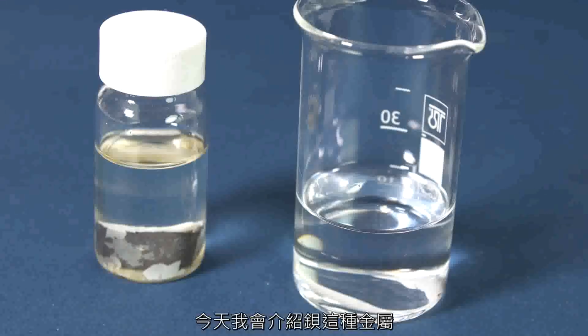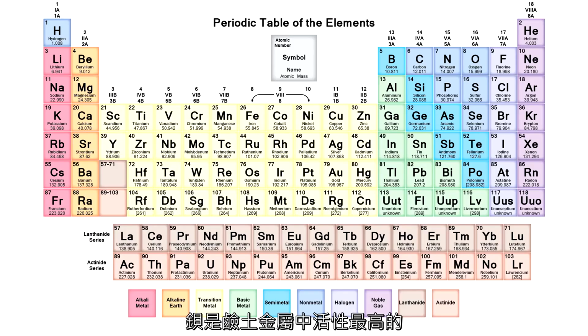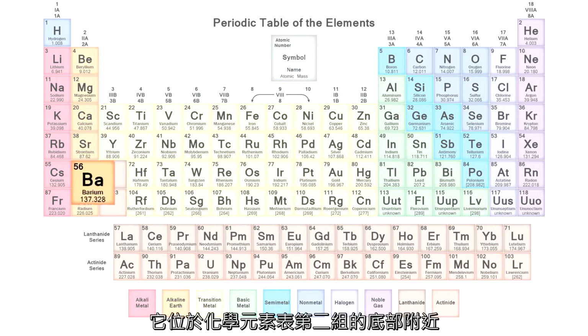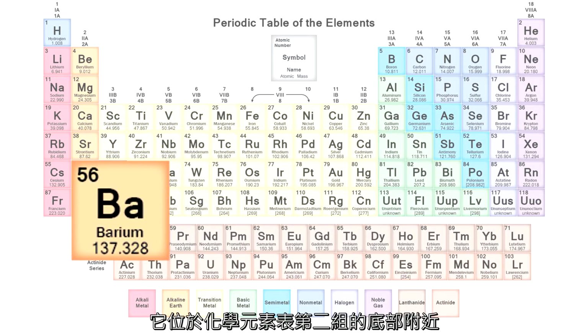Hello everyone! Today I'll tell you about such a metal as barium. Barium is the most active of the alkaline earth metals. It is located near the bottom of the second group in the table of chemical elements.